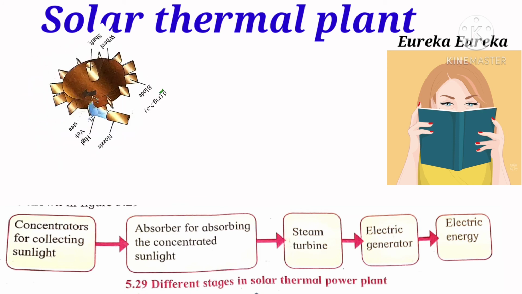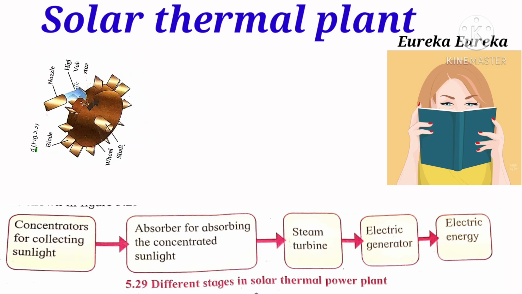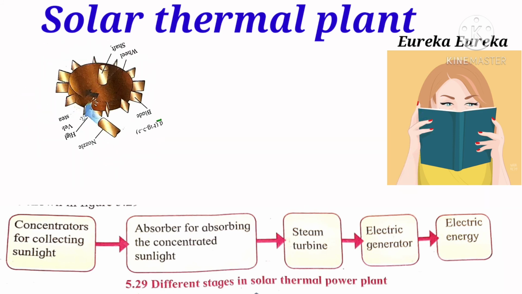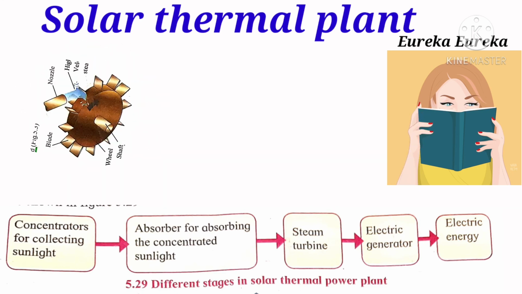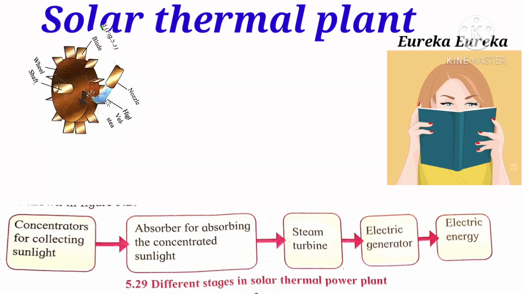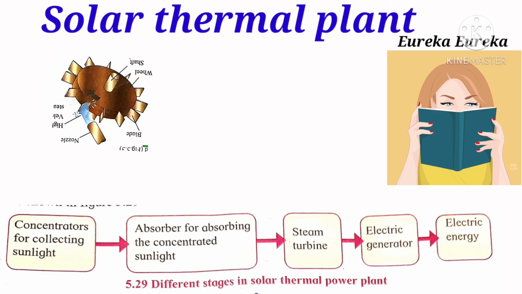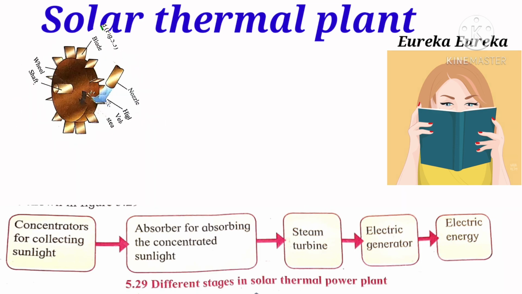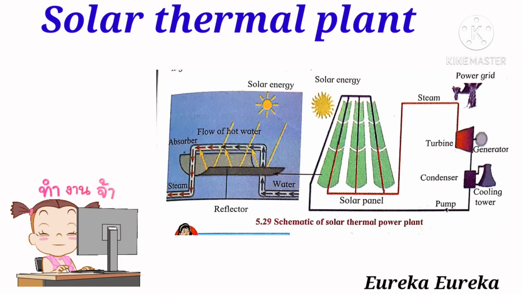Here, sunlight is concentrated with the help of concentrators. It is absorbed by absorbers, and this absorbed sunlight is used for boiling water. This water, which is converted into steam, is used for rotation of steam turbine, which is in turn connected to an electric generator, and it generates electric energy. Figure 5.30 shows schematic of a solar thermal power plant.